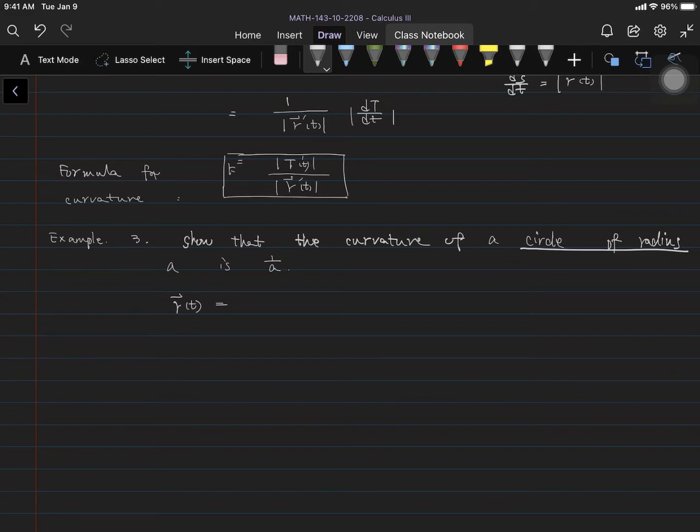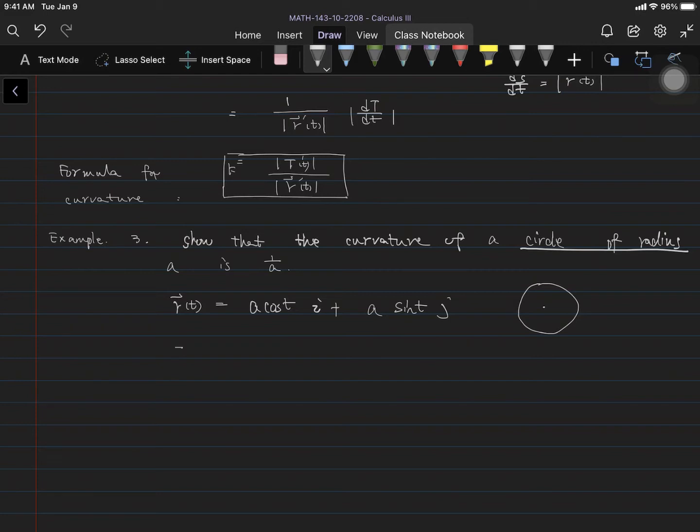Also think about polar coordinates. How do we set up the best parametric equation for a circle? Like cosine t, sine t, right? So we can say a cosine t i plus a sine t j, because the radius is a. So firstly, we set up the parametric equation for the circle of radius a. Now this is r(t).